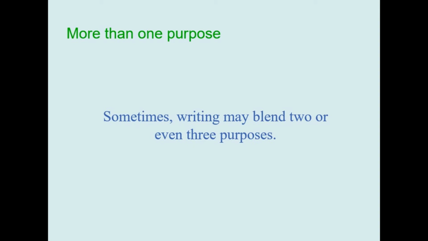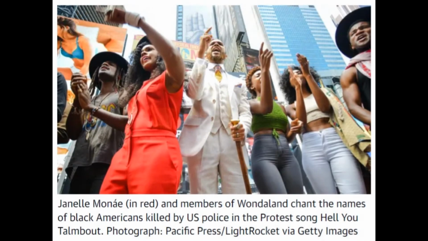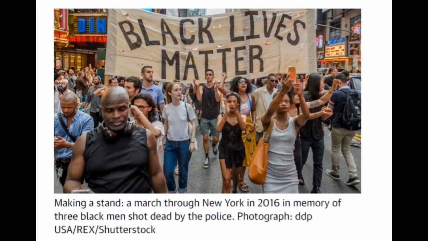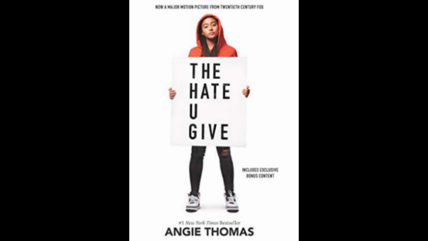The idea of The Hate U Give is that it was based on real life events. Angie Thomas, the writer of the book, and you'll be reading an article about her for article number 2, was actually encouraged to write this because of the events that were happening around her. So the purpose of the book is to entertain, but inform and persuade are close seconds.